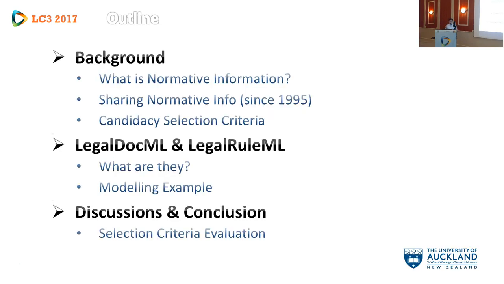Now, for background, I'm going to talk about what is normative information, and we're going to define that in the context of this research. Then I'm going to show you some regional and open standards for sharing normative information. And then I'll show you a list of criteria that we set up to test whether these standards are going to be suitable for us. Then we talk about Legal.ML and Legal.UML. What are they? I'm going to introduce you to this, and then a quick example of how to model a paragraph in the regulations in these standards. And then I'll finish up with some discussions and conclusion.